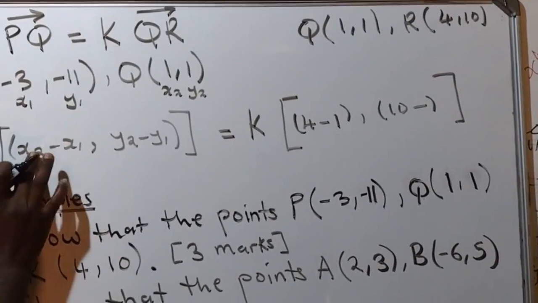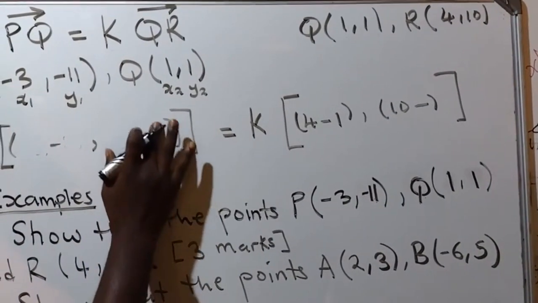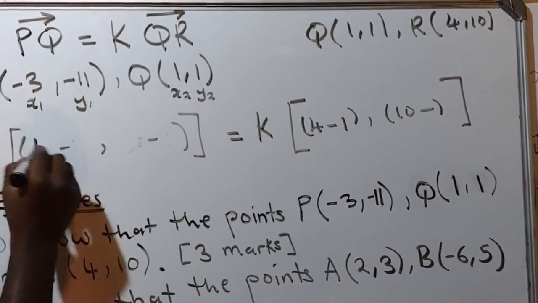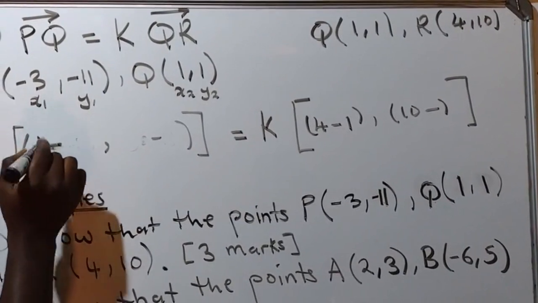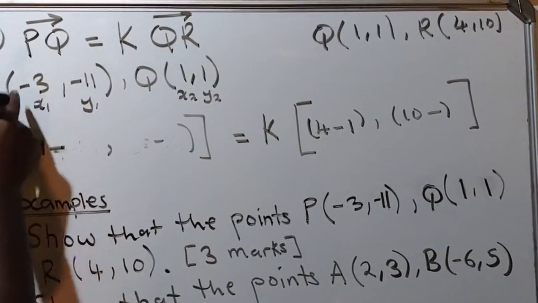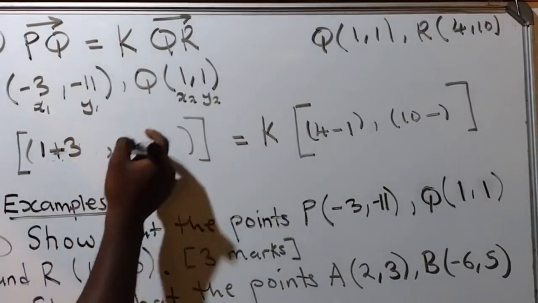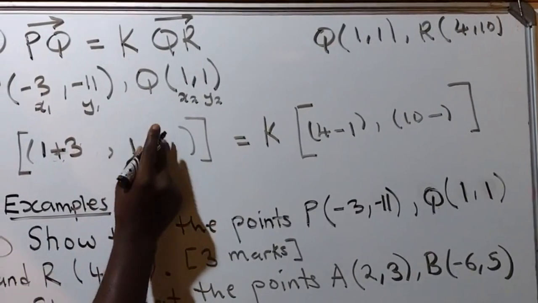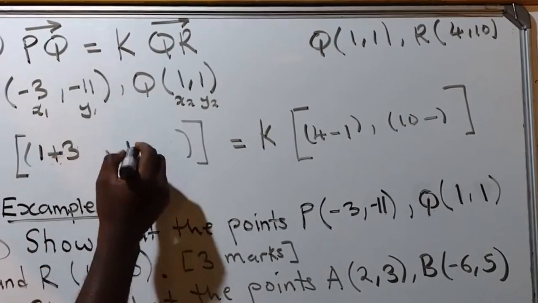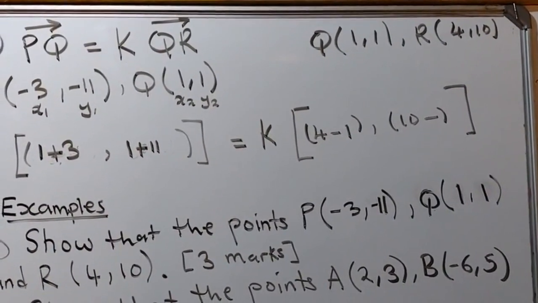So I'm going to replace the values now. My x2 is 1, minus x1, which is negative 3, so a negative and a negative will give you a positive 3. Then we come to our y2, which is 1 again, minus negative 11, so negative negative will give us a positive 11. I do hope that you are following.